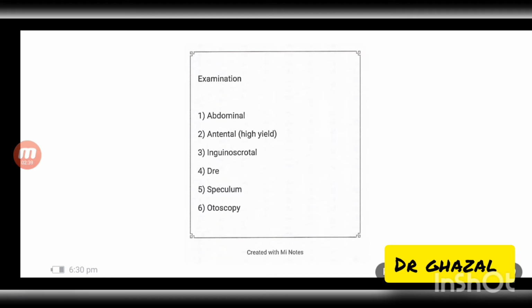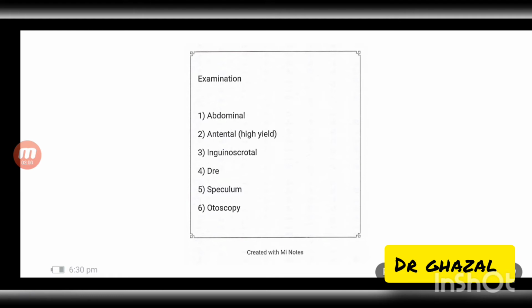Number 3, there is a patient who can present with some kind of mass or swelling in the testes, and you have to do an inguinoscrotal examination. Number 4, there could be a patient with back pain or urinary symptoms related to BPH, benign prostatic hypertrophy, or prostate cancer, and you have to perform a digital rectal examination.